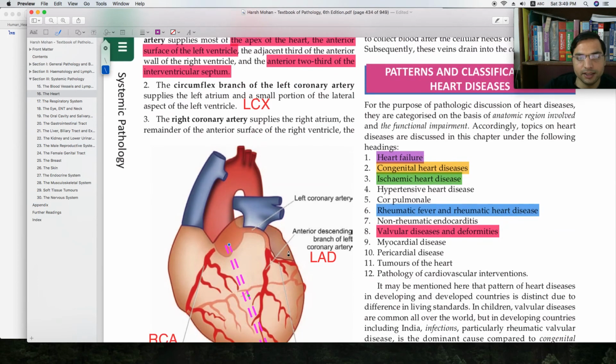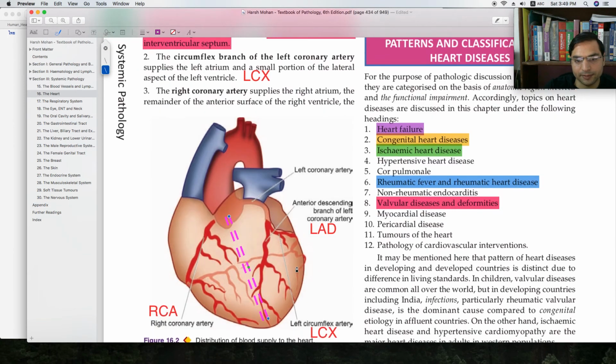Whereas this left circumflex artery, which you can see going to the lateral side, supplies the lateral wall of the left ventricle, right? So the lateral wall of the left ventricle is supplied by the left circumflex artery. This is very important because we are going to study diseases, the myocardial infarctions, based on these blood supplies.